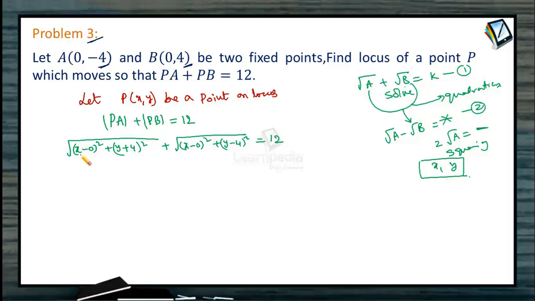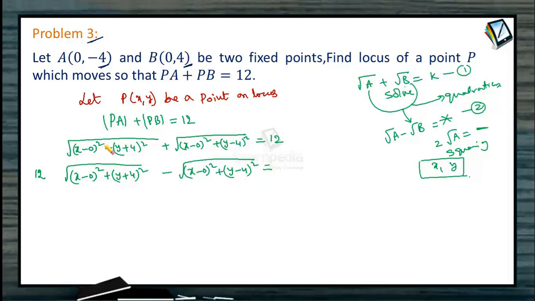We see that the coefficient of x square in both root a and root b are the same, also the y square. So we multiply both sides now by root a minus root b. Then we have an expression which is of the form 12 into, I am multiplying both these two sides by root a minus root b, root of x minus 0 square plus y plus 4 square minus root of x minus 0 square plus y minus 4 square is equal to.